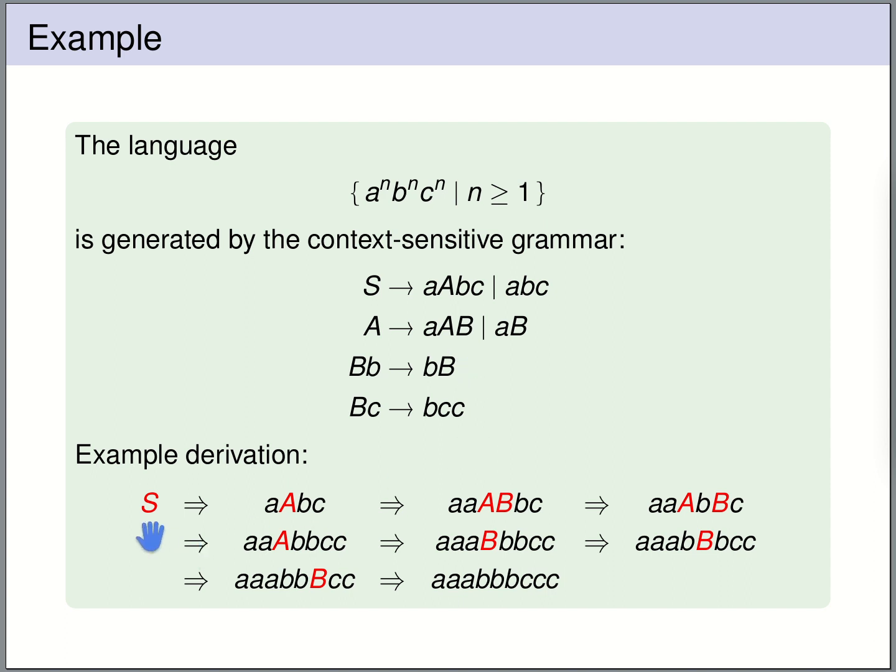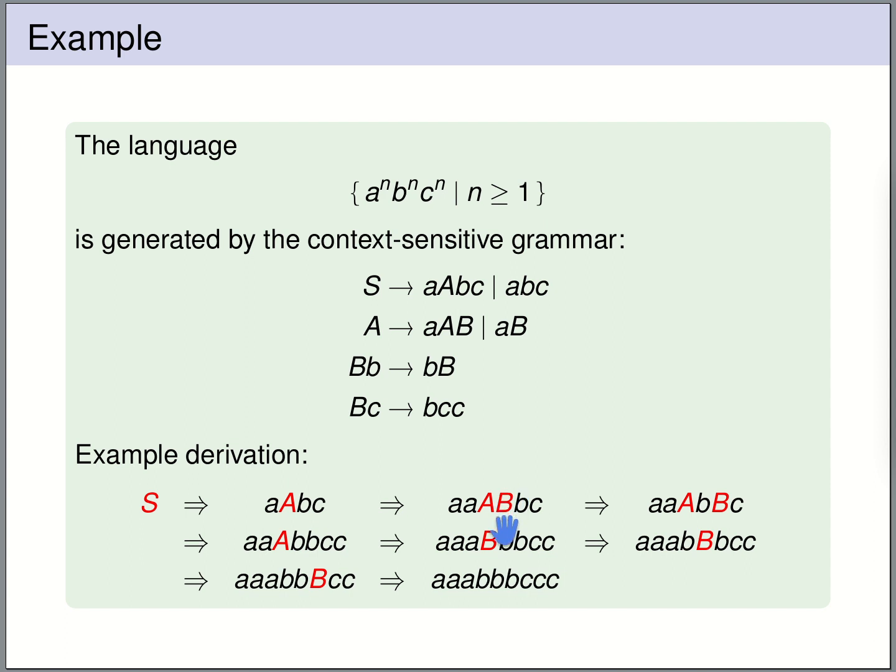So let's have a look at an example derivation. We want to derive the word aaabbbccc. We start by rewriting S to terminal letter a, variable A, terminal b, terminal c. Now we rewrite the variable A because we want to generate more terminal letters a. So we use this rule. We generate one terminal letter a, one variable B, one terminal letter a, one variable B.